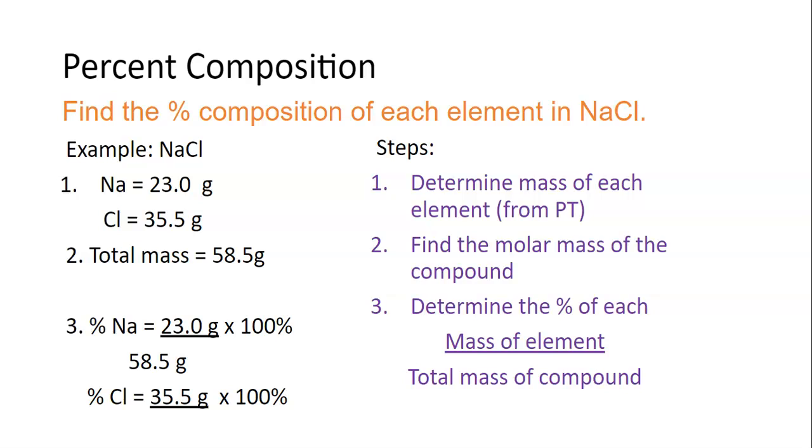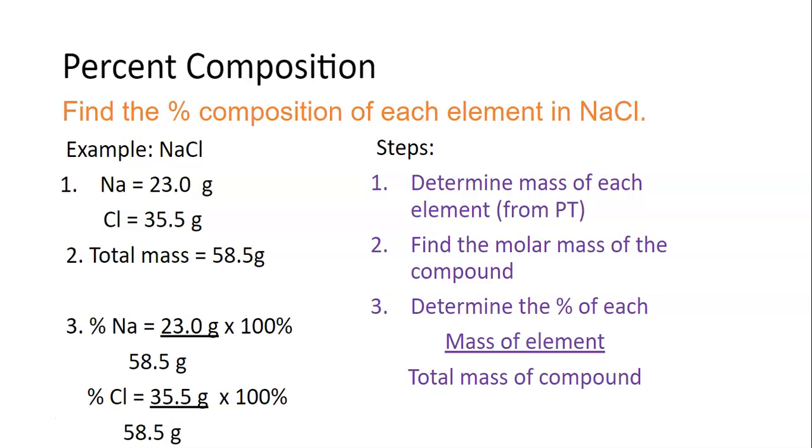To do chlorine, I'm going to take 35.5 grams. That's the part. That's the biggest thing: you understand you're looking at the part. 35.5 grams, again divided by my whole, which is 58.5, and multiplied by 100. So 35.5 divided by 58.5 gives me 60.7.